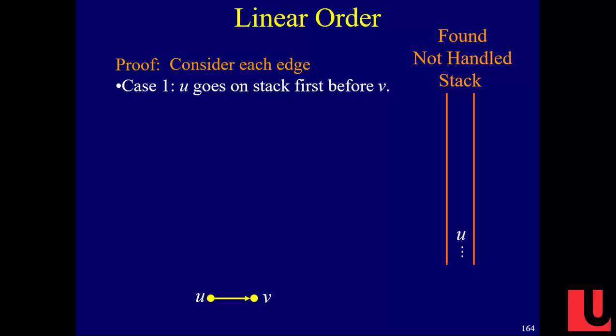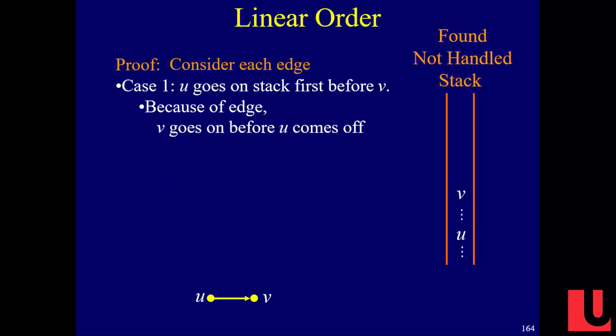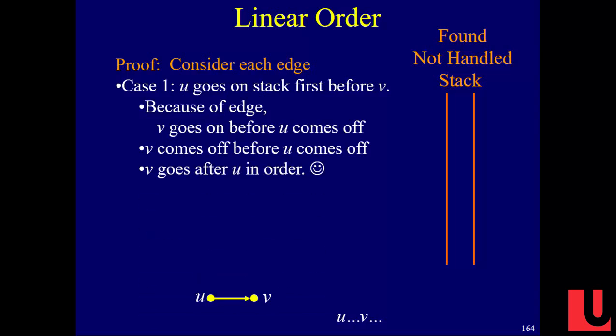No, because of this edge, V has to go on before U comes off, right? So because of the edge, we know that V goes on before U comes off. And now what happens? We continue. Who comes off first? It's a stack. V comes off first, then U comes off, and we have the right order. Right, everybody good? All right, that's case 1.